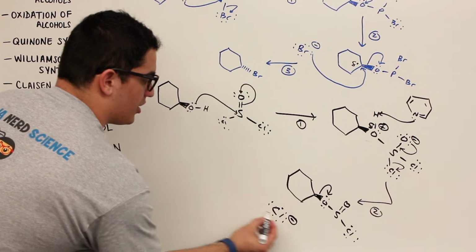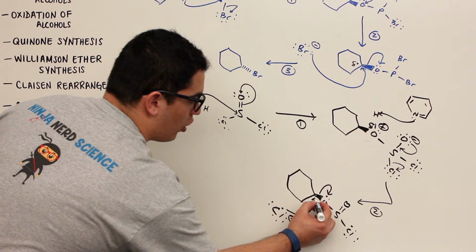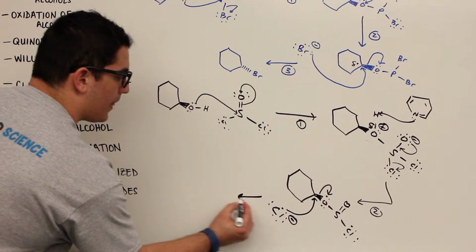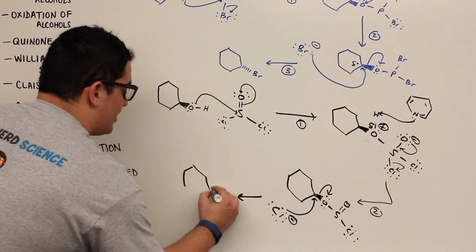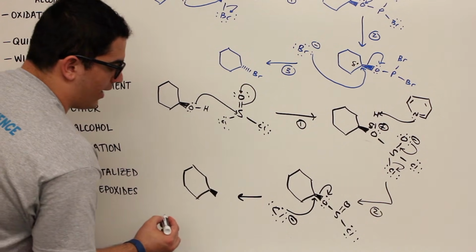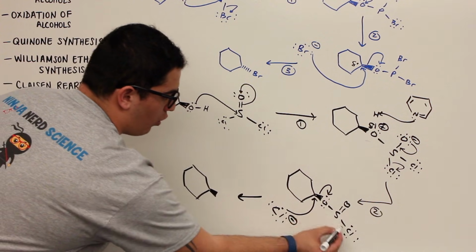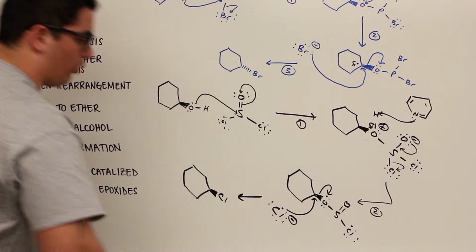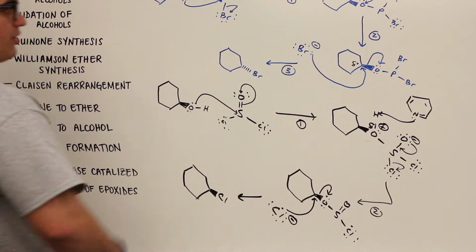So what would be the result of this reaction? If chlorine comes in and attacks that carbon, what do we get? We're going to have the same stereocenter. So it's still going to be on the wedge, but now instead of having this whole group here, what are we going to have? A chlorine.